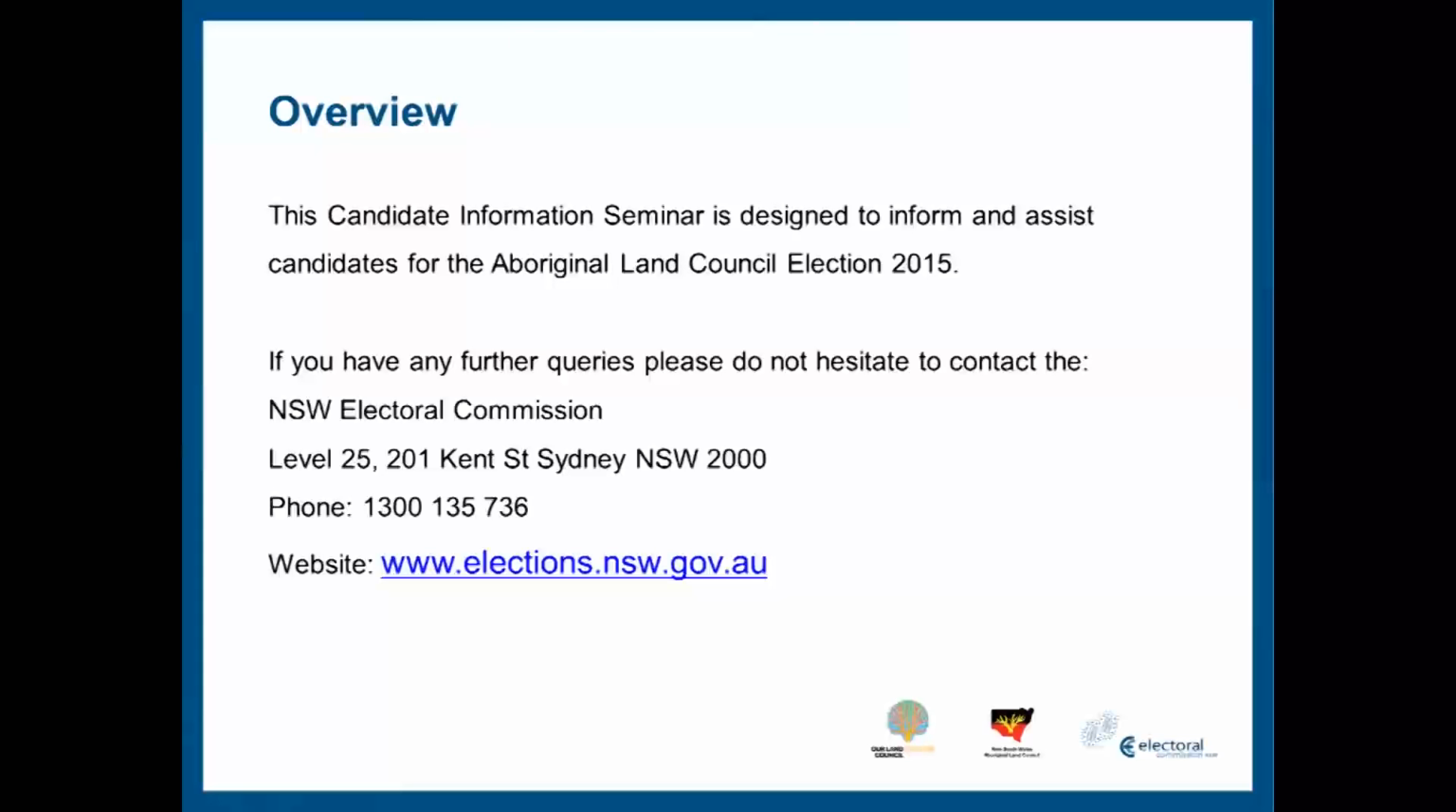The overview: this candidate information seminar is designed to inform and assist candidates for the Aboriginal Land Council election. If you have any further queries throughout the election, please do not hesitate to contact the New South Wales Electoral Commission, which is located at level 25, 201 Kent Street, Sydney. You can telephone the New South Wales Electoral Commission on 1300 135 736 or visit the New South Wales Electoral Commission website for further information concerning the election. The Electoral Commission website is www.elections.nsw.gov.au.